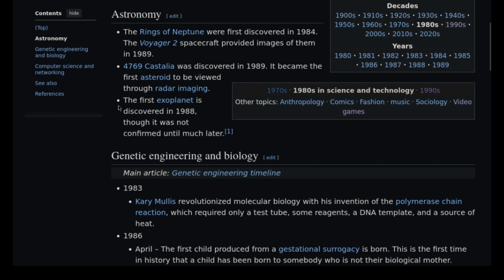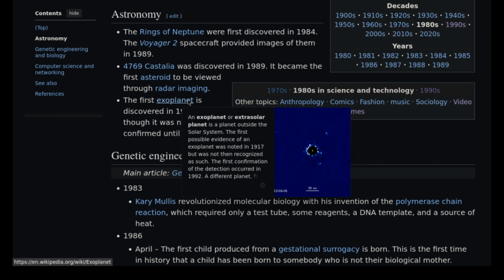The first exoplanet is discovered in 1988, though it was not confirmed until much later. How much later? I'm not even sure what an exoplanet is. Oh, so it's a planet outside the solar system. So it's an exoplanet of our solar system? I probably shouldn't say our, possessive, the solar system we're in.